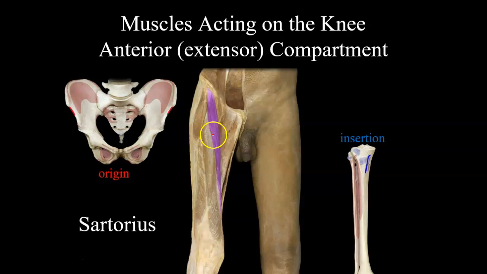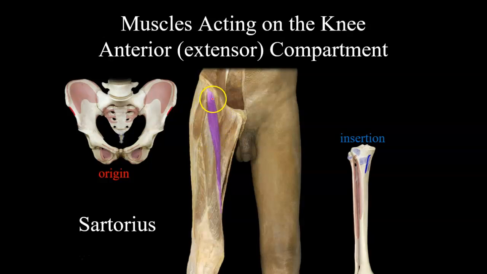The next muscle, right here, is called sartorius. It's a thin, strappy little muscle. You can see it attaches just inferior to the ASIS on the pelvic bones, and it wraps around the inside portion of the thigh. It comes all the way down and attaches just to the inferior side of the tibial plateau, as well as the medial portion of the tibial tuberosity.